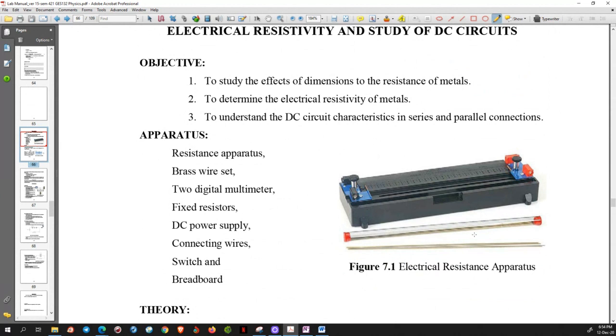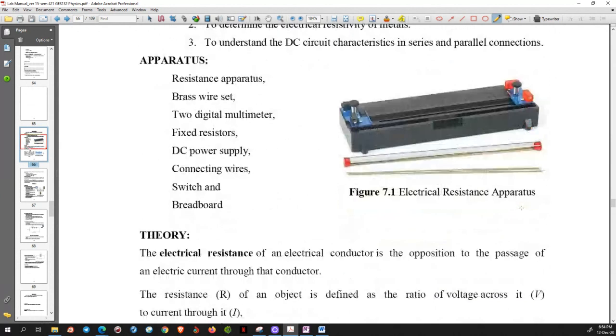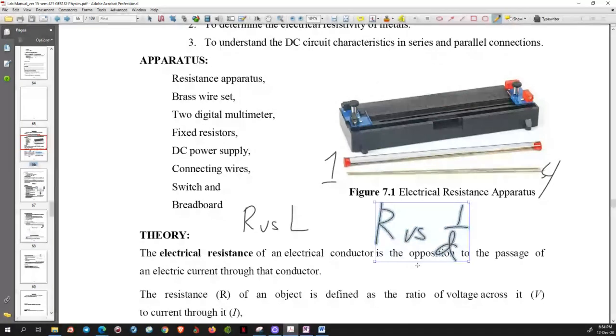So here, what are you going to do? If you get 4 wires, that means resistance versus 1 over A. If you get only 1 wire, that means resistance versus length. Is that clear? Oh yeah, did I say 1 over D? Sorry, that's capacitance. My mistake. This will be resistance versus 1 over A.